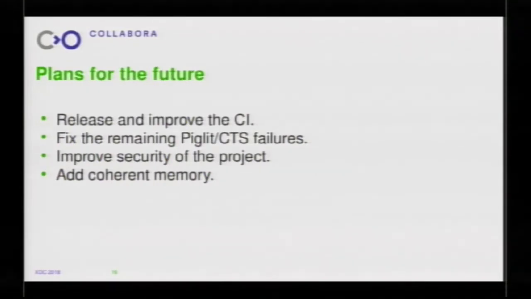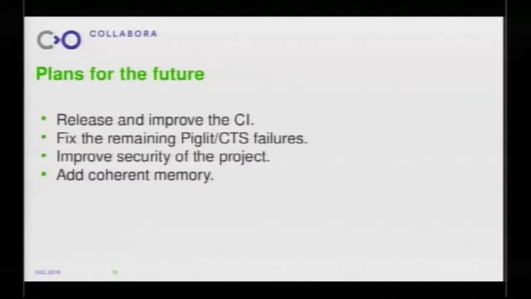We need to improve the security because most people use virtualization in order to secure their system and their VM. You can easily access memory with the graphics card, and you don't want the guest to access, I don't know, random pages on your system. So we need to make sure we are very good. We have a fuzzer in Virglrenderer, but it's mostly for the API and not for other parts of the stack.